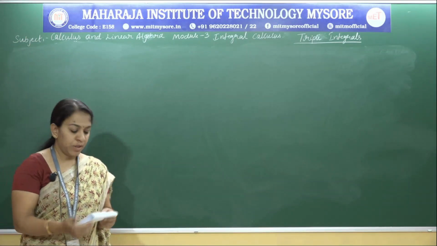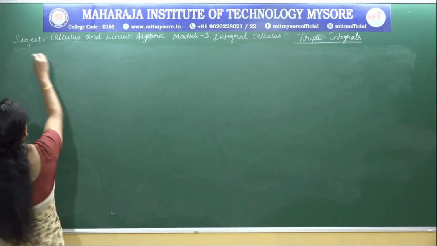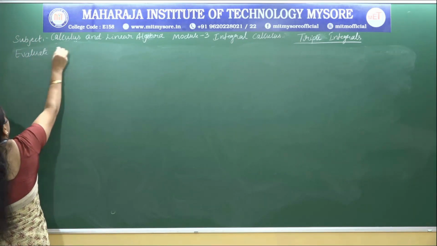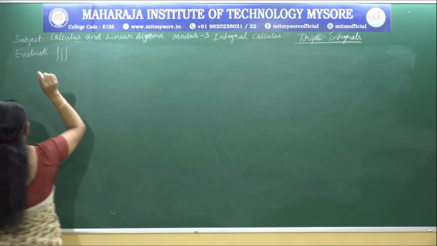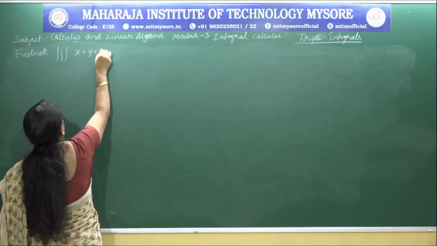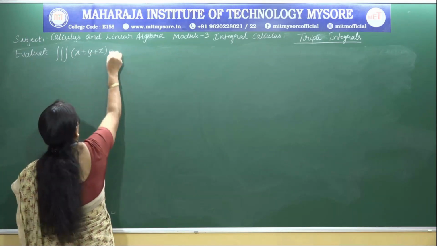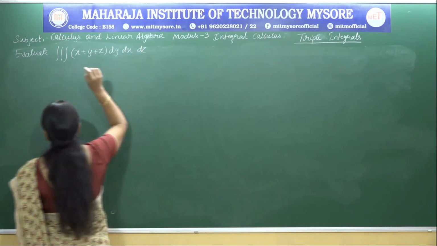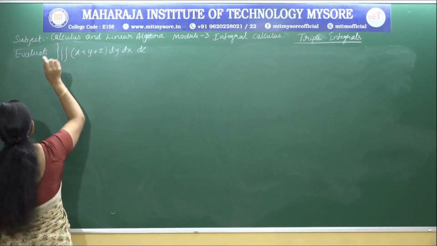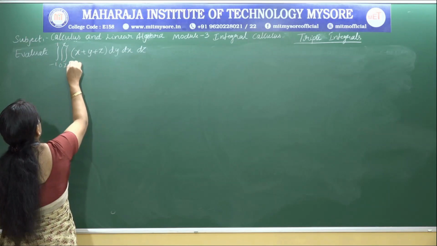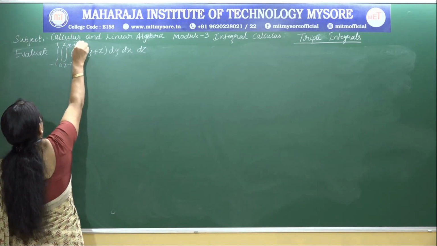Next problem, evaluate the triple integral of x plus y plus z dy dx dz, between the limits minus 1 to 1, 0 to z, and x minus z to x plus z.